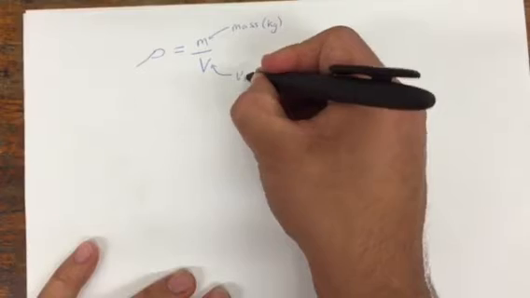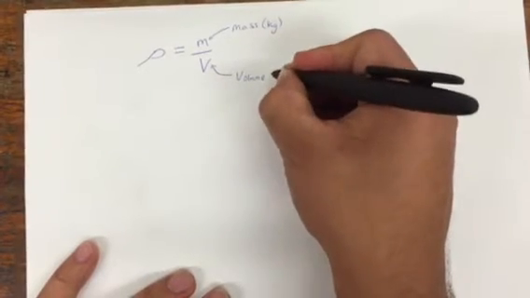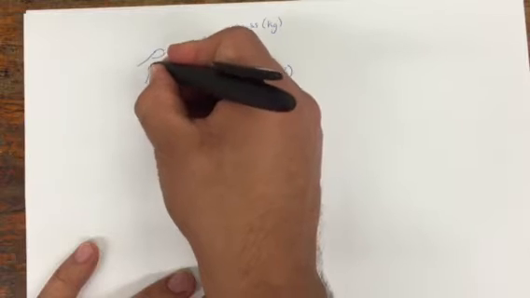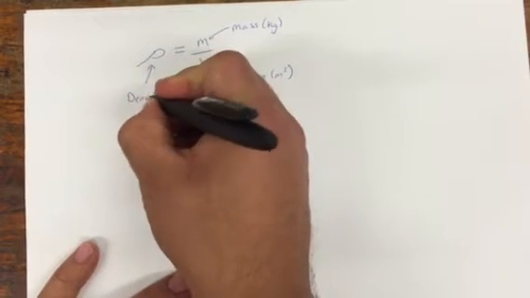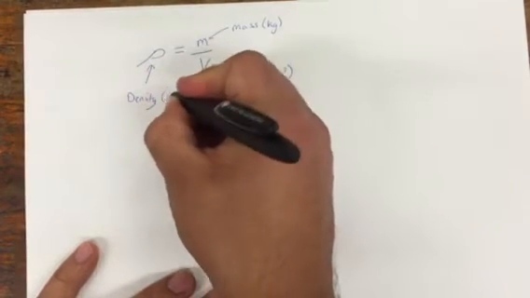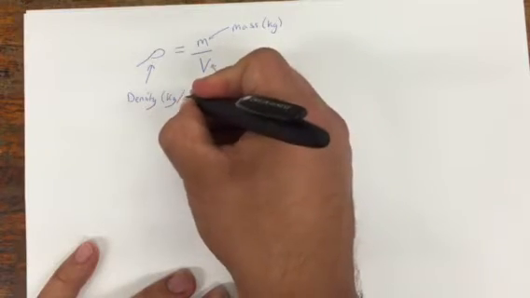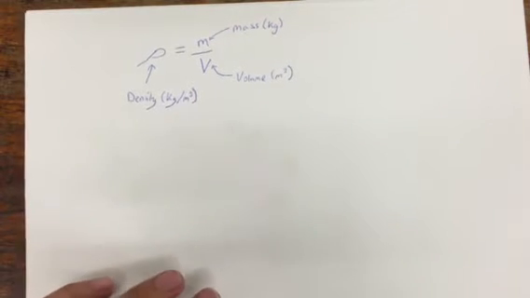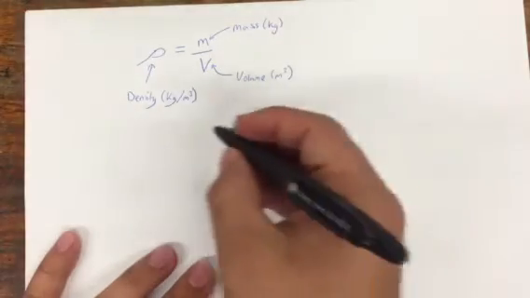Volume is meters cubed, and therefore the units for density are kilograms per meter cubed. So density really is a measure of how much mass is stored inside a volume. So let's do some simple calculations.